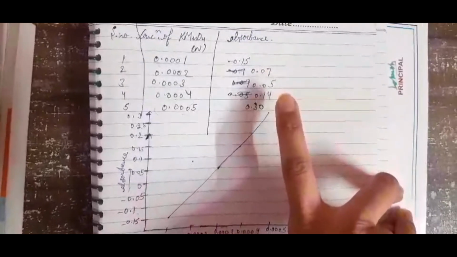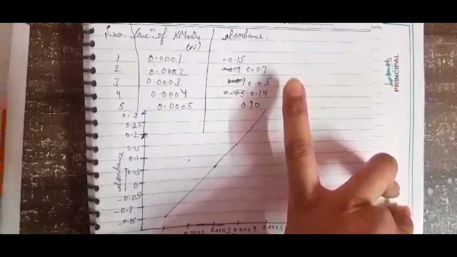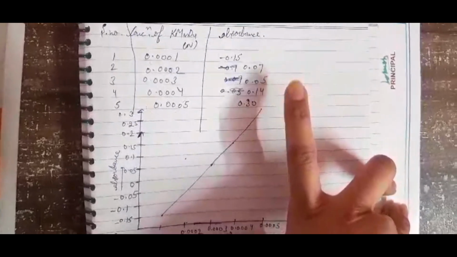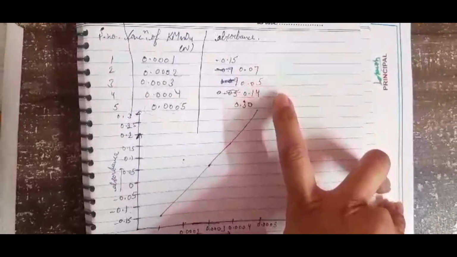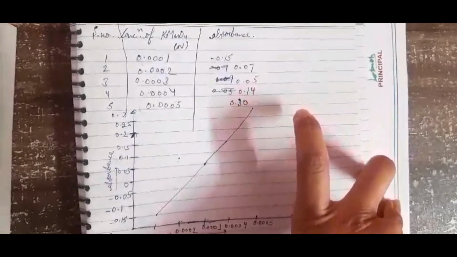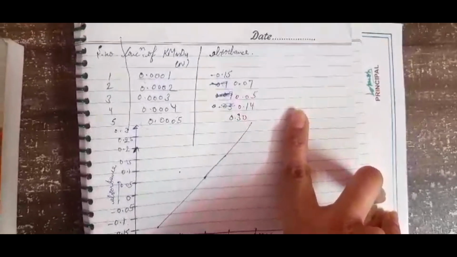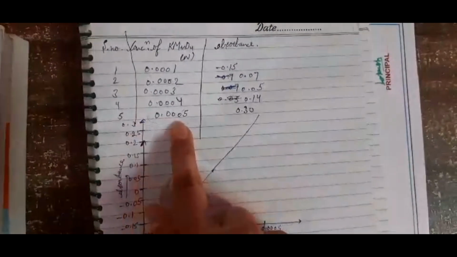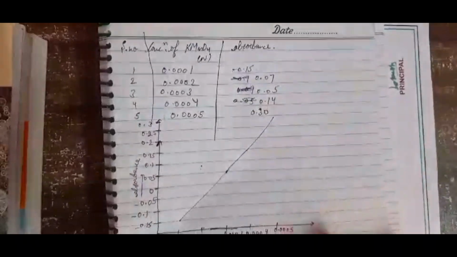For 0.0002 the absorbance is 0.07. For 0.0003 absorbance is 0.05. For the concentration 0.0004 normal, the absorbance is 0.14, and for 0.0005 the absorbance is 0.30.